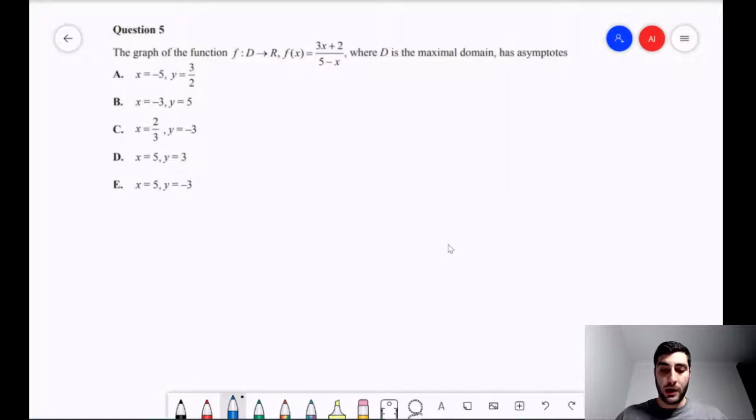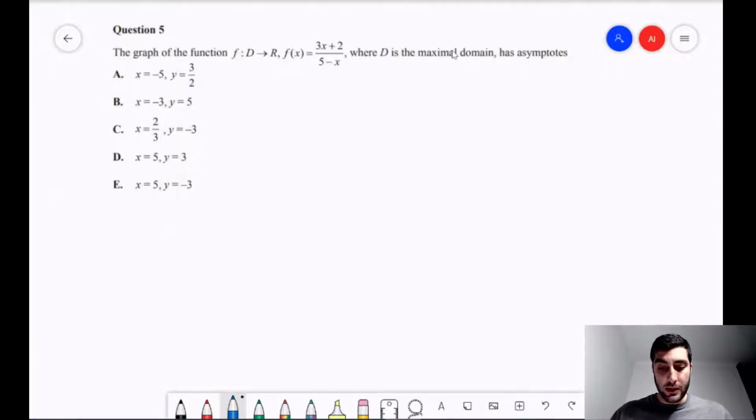So question 5: the graph of the function f from D to the real numbers, f of x is equal to 3x plus 2 divided by 5 minus x, where D is the maximal domain, has asymptotes, and we've got options A through E here. D here is the maximal domain, so there's no additional restrictions on this function. All you need to know is that, no restrictions. It's the implied domain that this function would normally have.